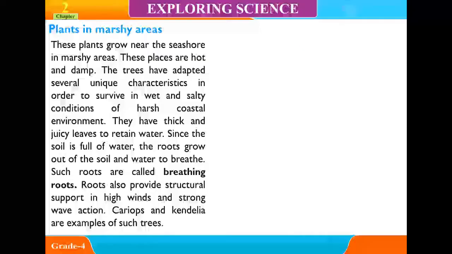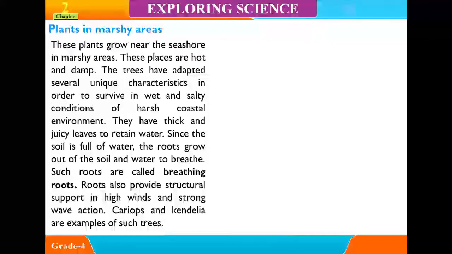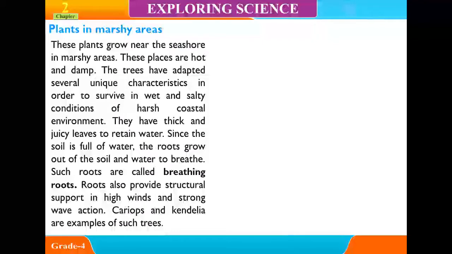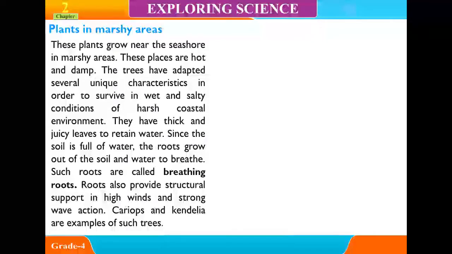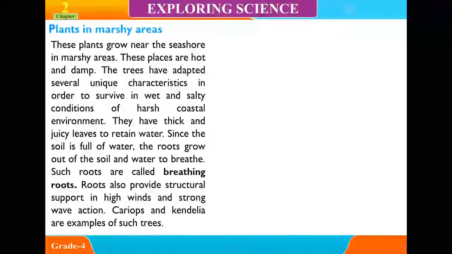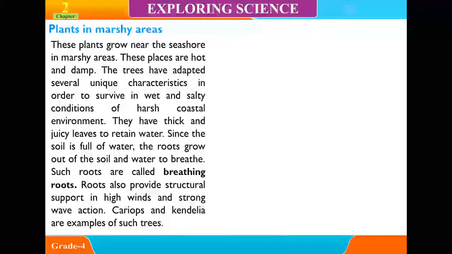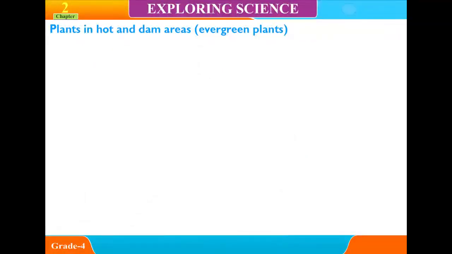Plants in marshy areas. These plants grow near the seashore in marshy areas. These places are hot and damp. The trees have adapted several unique characteristics in order to survive in wet and salty conditions of harsh coastal environment. They have thick and juicy leaves to retain water. Since the soil is full of water, the roots grow out of the soil and water to breathe. Such roots are called breathing roots. Roots also provide structural support in high winds and strong wave action. Ceriops and Candelia are examples of such trees. Mangrove trees.